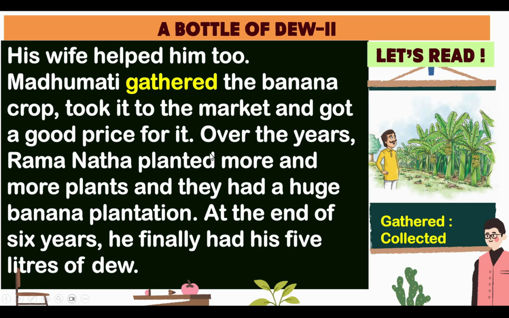Gathered is collected, and while Ramnatha was working, his wife Madhumati also gathered the banana crop and she used to go to the market and sell them. So finally, after 5 years or 6 years, he had collected 5 liters of dew. What do you think he will do, children?